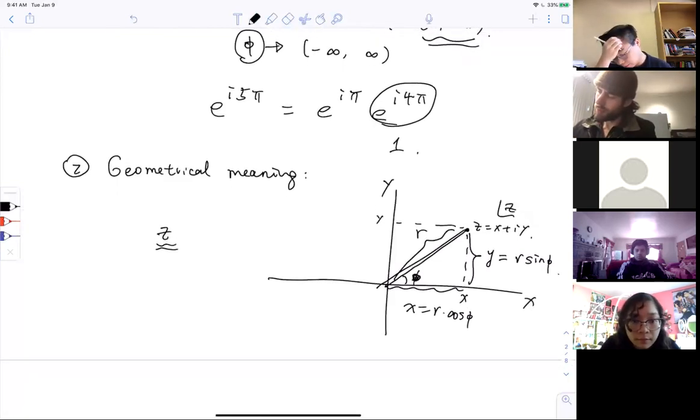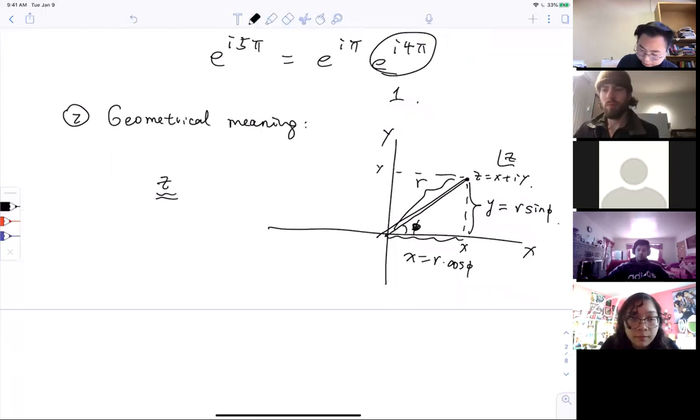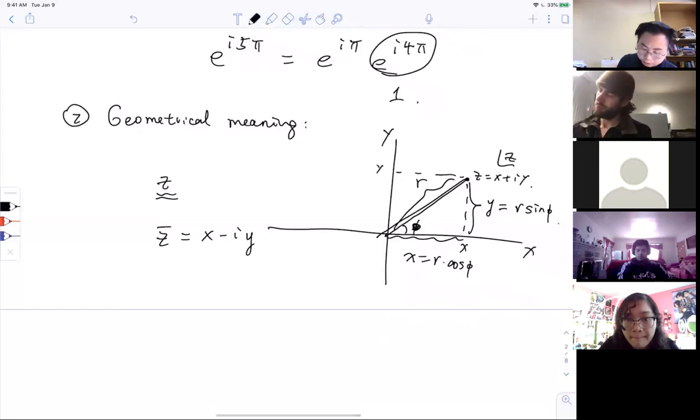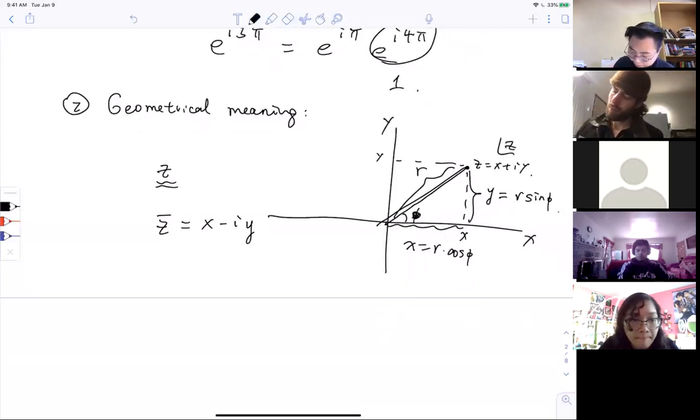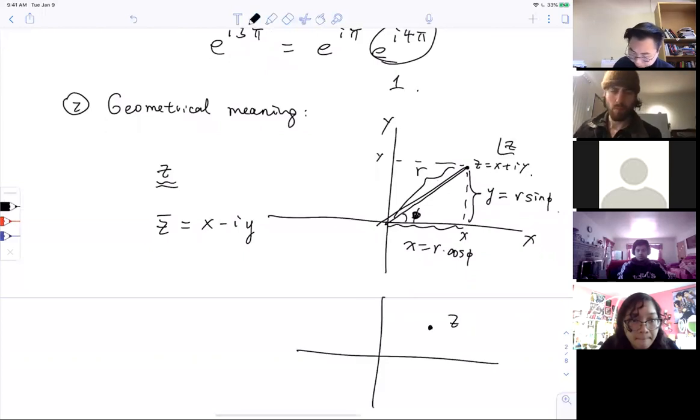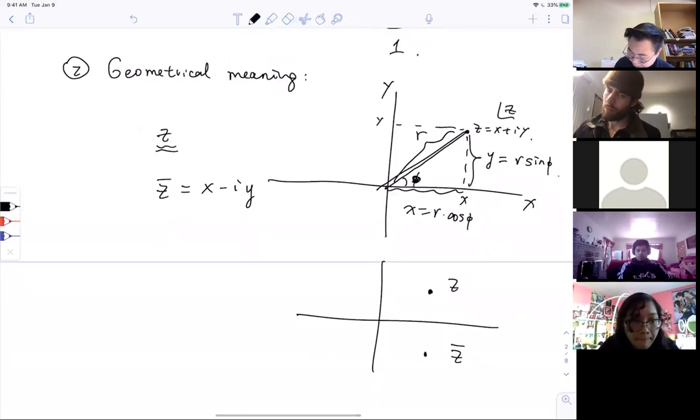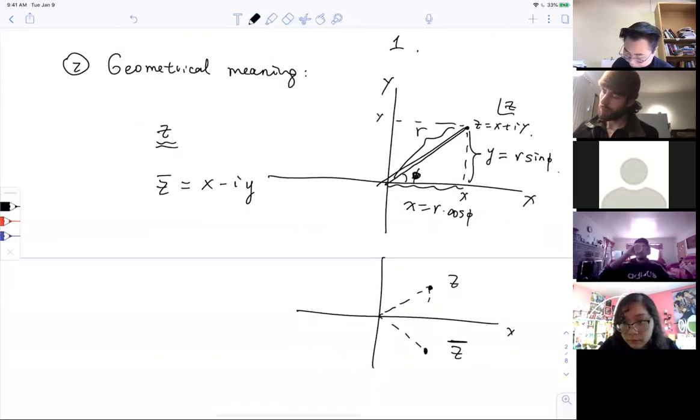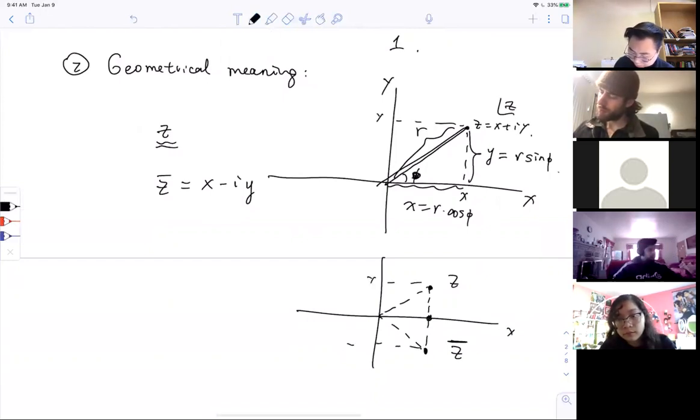What else? Another thing is the complex conjugate, which, by the way, is actually a very important operation. You flip the sign of i, meaning that if this is z, then z bar is here. They are symmetric around the x-axis. Basically, they have the same x coordinate but opposite y coordinate.